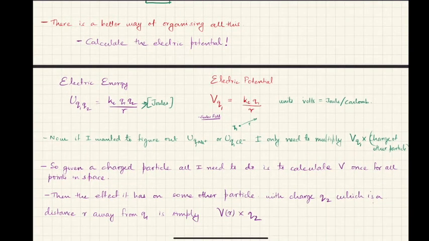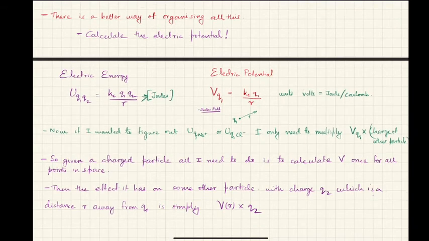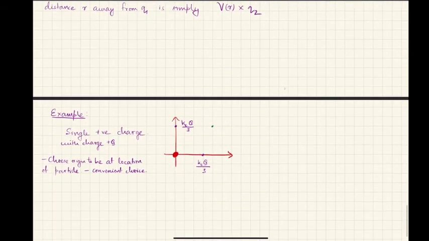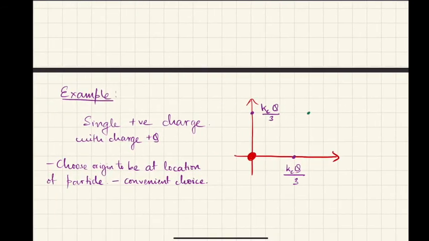So given any charged particle or even a system of charged particles, all I need to do is to calculate the electric potential once and for all points in space and time. Once I do that, then for any other charge that I introduce to the system, the electric interaction is simply given by the electric potential at the point where I introduce the second charge Q2, multiplied by the charge of the second charge. Okay. So let's make this a little more concrete with an example.